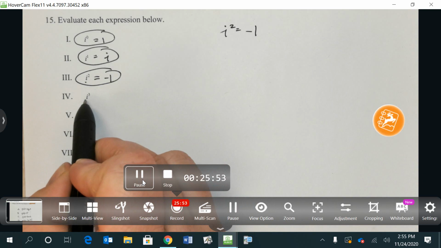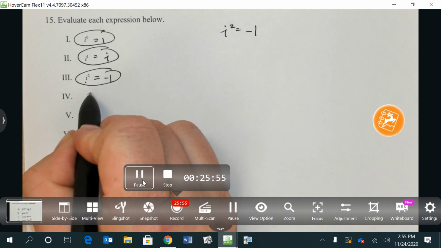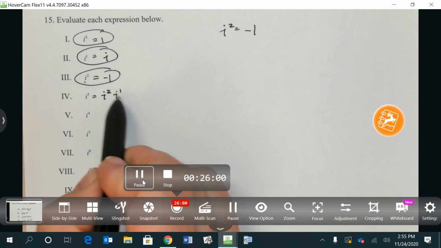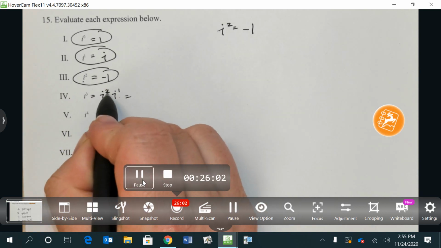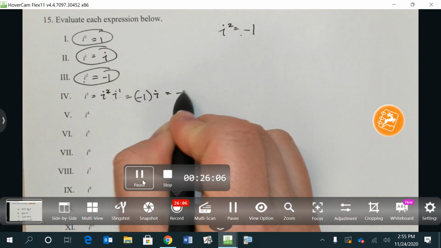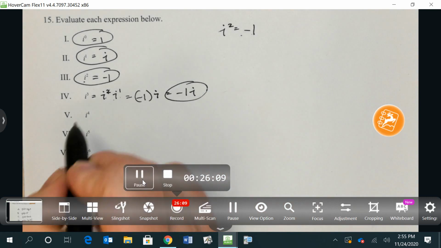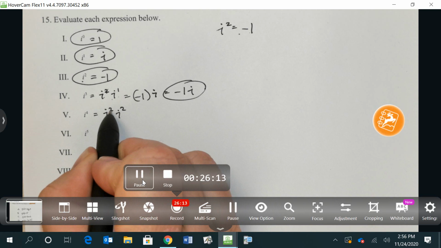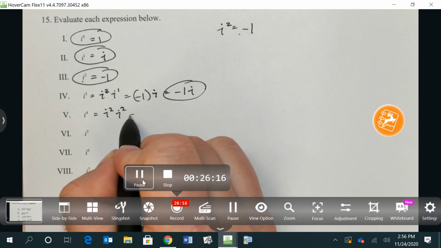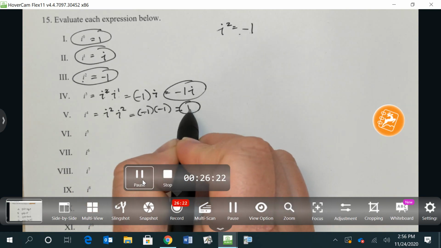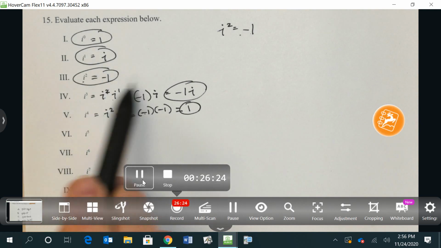And now if I break this apart, remember i to the third is the same as i squared times i to the first, because there are 3 i's there. And I know i squared is negative 1, and then I have an i left over, which is negative 1i. i to the fourth is the same thing as i squared and i squared. Why? Because 2 and 2 is 4. And each one of these i squareds is the same as negative 1. So negative 1 times negative 1 is 1. I want you to look at this pattern here. Keep looking at this pattern.